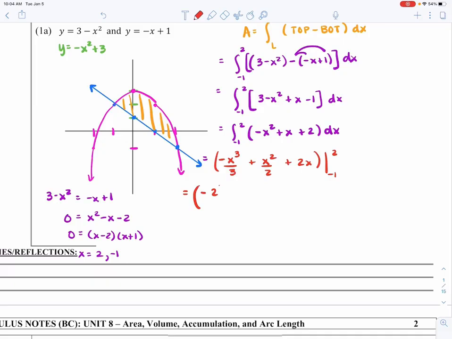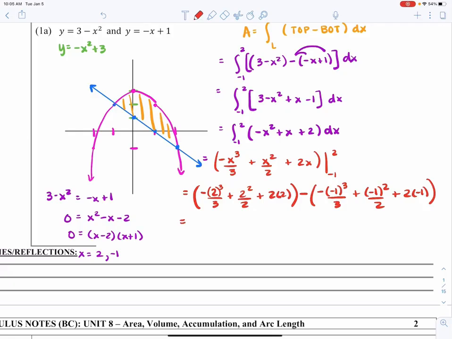Negative 2 to the third power, and that 2 is being cubed before it's being negative, 2 squared over 2, plus 2 times 2, minus negative 1 to the third power over 3, negative 1 squared over 2 plus 2 times negative 1. 2 cubed is 8, so that's going to give us negative 8 thirds. 2 squared is 4. 4 divided by 2 is 2, and then we've got a plus 4 right there.